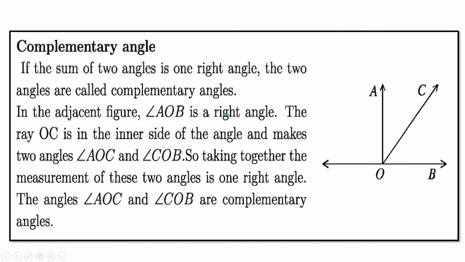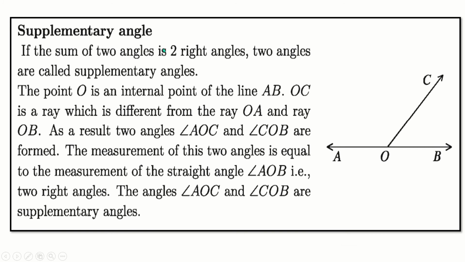Complementary angle. If the sum of two angles is equal to 90 degrees, the two angles are called complementary angles. Here AOB is a 90 degree angle, and the sum of BOC plus AOC is equal to 90 degrees. So BOC and AOC are complementary angles. Supplementary angle: the sum of two angles is equal to 180 degrees, as AOB is a 180 degree angle and the sum of AOC and COB is equal to 180 degrees. Therefore AOC and COB are supplementary to each other.